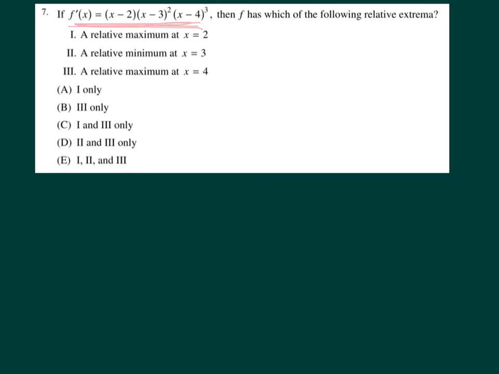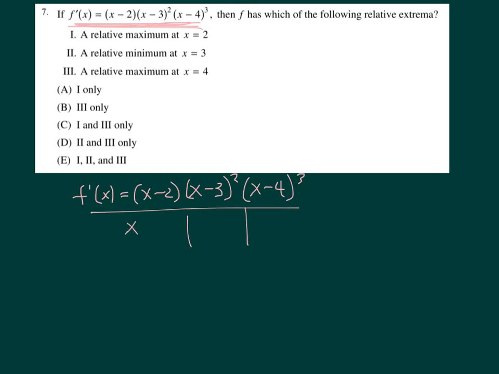And remember, the first step is to take your first derivative and to solve and find your critical values. Well, since these are already in factored form, your critical values are really easy to find. You're just t-charting each of these, and so it's just x equals 2, x equals 3, and x equals 4. So now what we need to determine is which of those is a relative min or relative max or neither. Remember, it doesn't have to be either. And how we determine that is we look at our sign chart.